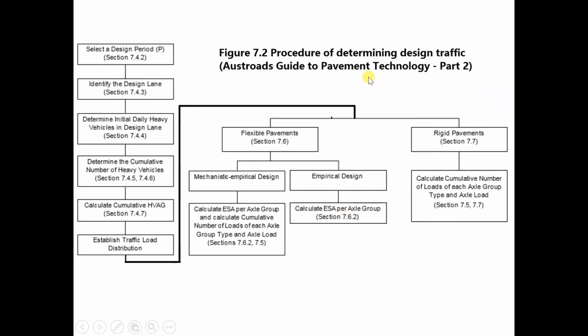Okay, so this is the procedure to determine the design traffic. Just to summarize, you find out the HVAG, heavy vehicle axle group, and then you find out the ESA, the equivalent standard axle, and from the equivalent standard axle you find out the design SAR 5, design SAR 7. SAR 5 is for the asphalt. The design SAR 7 is for the subgrade, and the design SAR 12 is for cemented material.